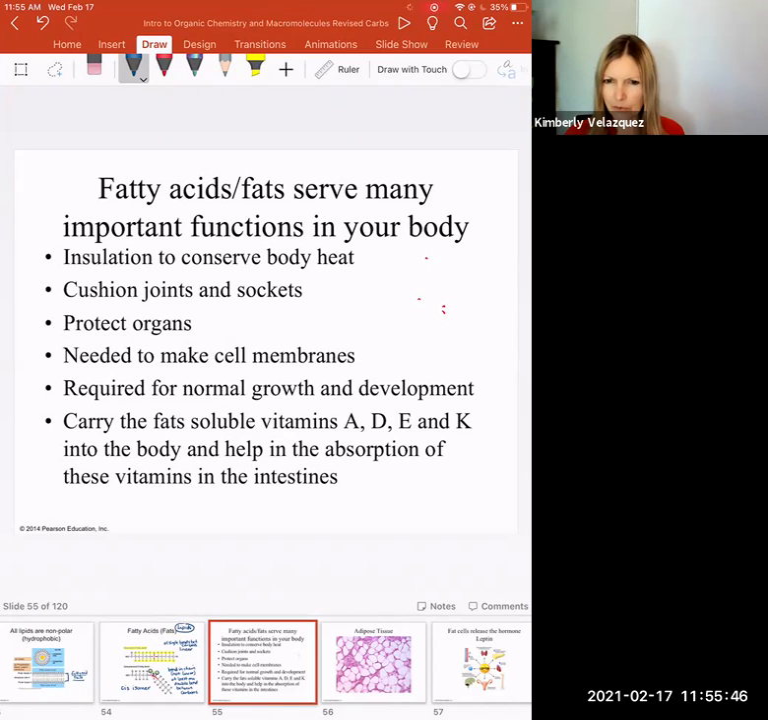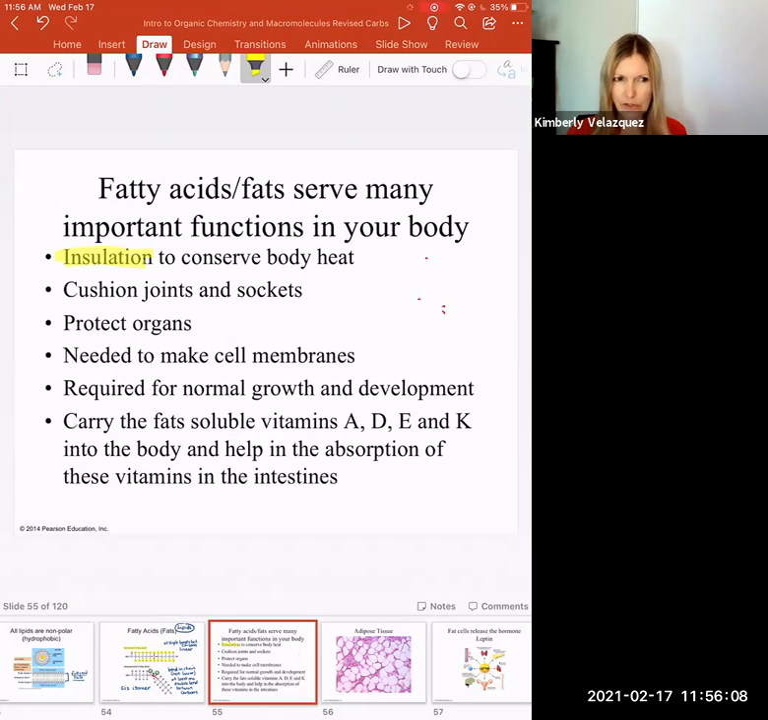Fatty acids are incredibly important for developing children. They need a certain amount of fats in their diet for normal growth and development, especially for their nervous system, their brain, their immune system. We need that fat for insulation, so to conserve our body heat.